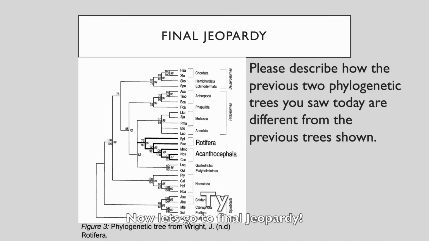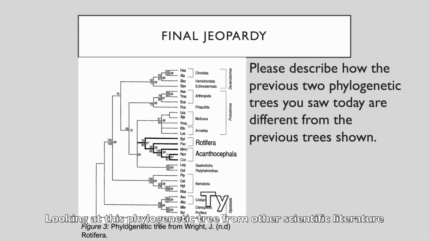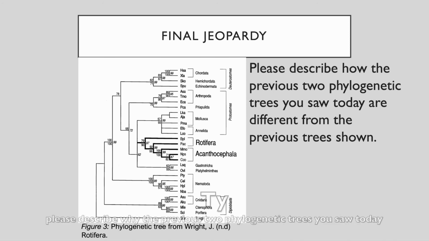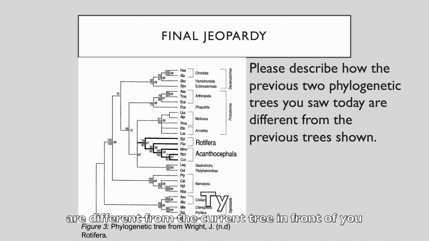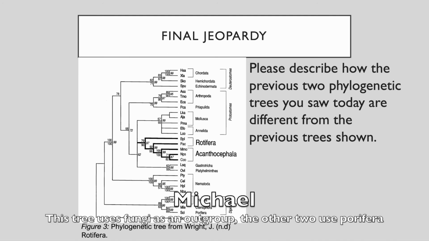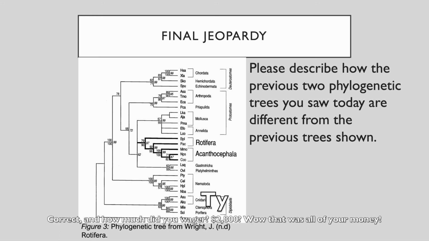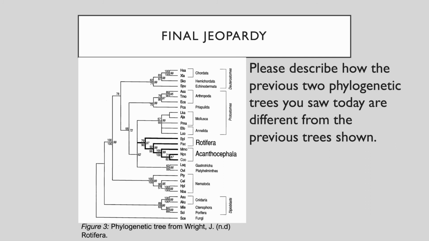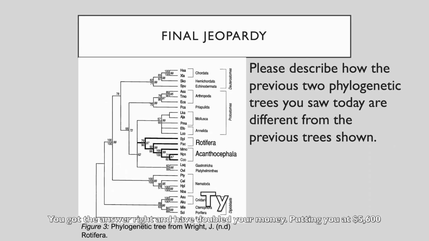Now let's go to Final Jeopardy. Looking at this phylogenetic tree from other scientific literature, please describe why the previous 2 phylogenetic trees you saw today are different from the current tree in front of you. This tree uses fungi as an outgroup. The other 2 use Porifera. Correct. And how much did you wager? 2,800? That was all of your money. You got the answer right and have doubled it, putting you at $5,600.